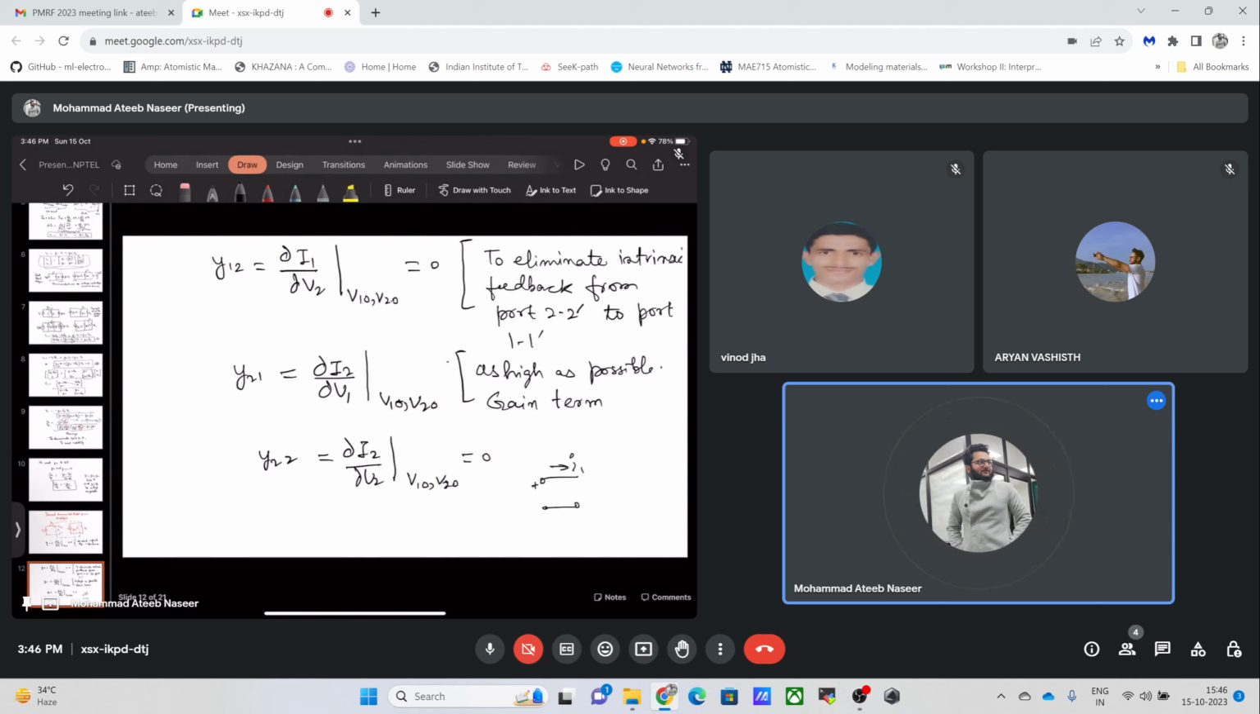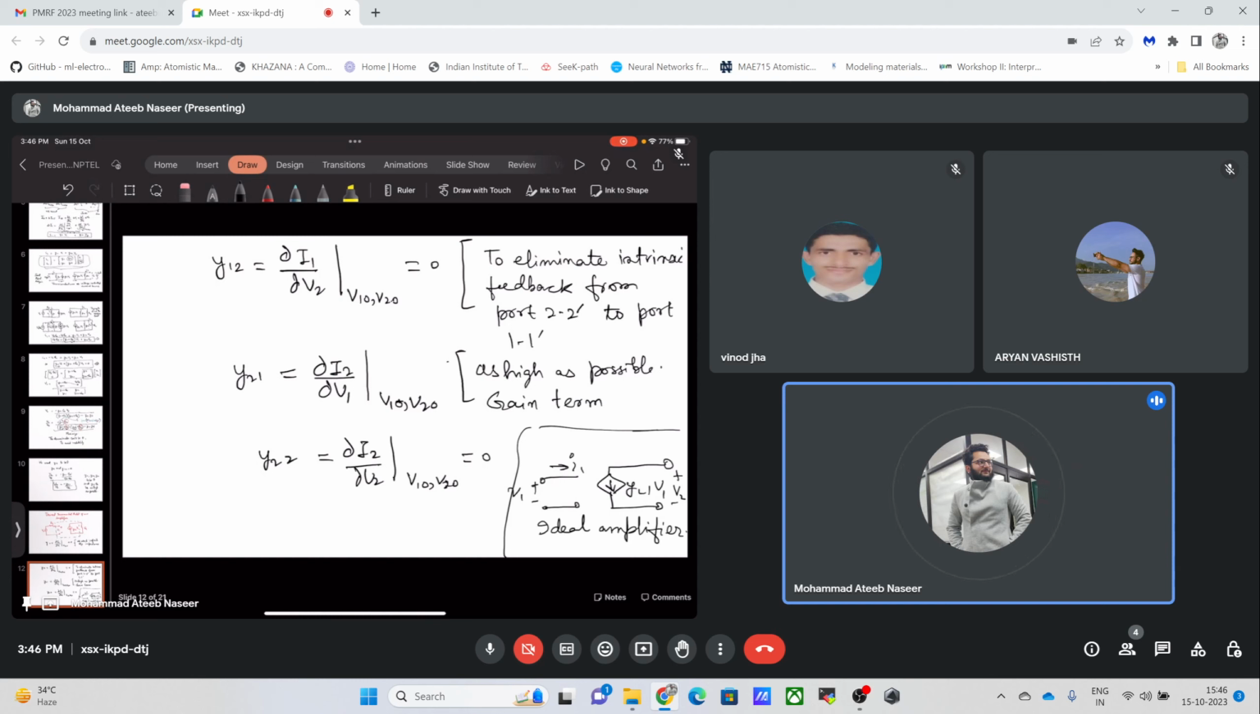This is V1. This is Y21, V1. So this is our incremental model or small signal picture of the ideal amplifier. So this is what the ideal amplifier should look like.